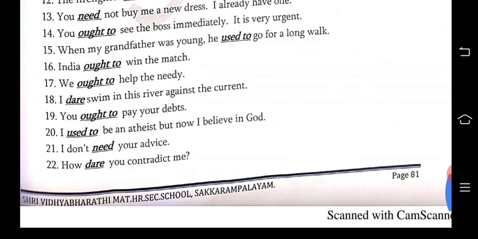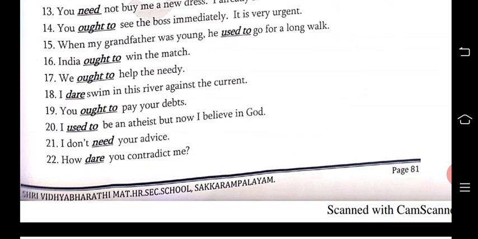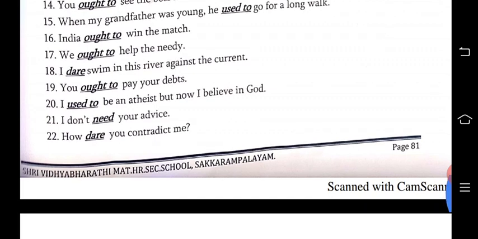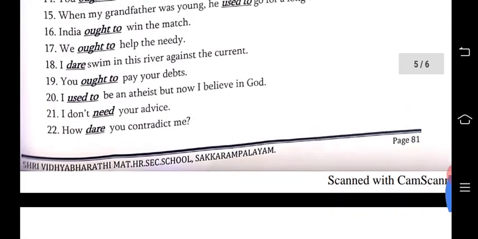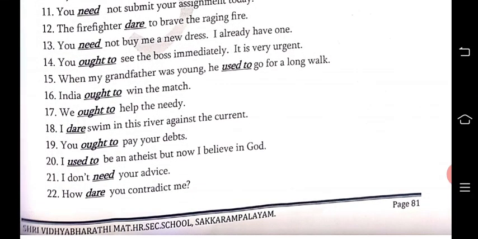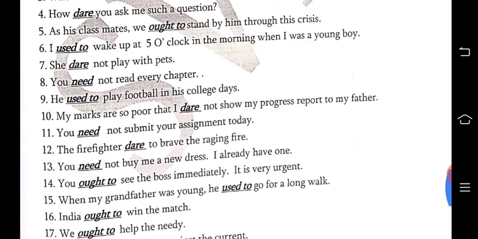The firefighters dare to brave the raging fire. You need not buy me a new dress, necessity. You ought to see the boss immediately, it is very urgent. So ought to means what, it must be done. When my grandfather was young, he used to go for a long walk, past habitual. India ought to win the match. We ought to help the needy, definitely we must do it, that is our duty. I dare swim in this river against the current, challenge. You ought to pay your debts. I used to be an atheist but now I believe in God, past habitual. I don't need your advice, necessity. How dare you contradict me, challenge. Okay, got it or not?